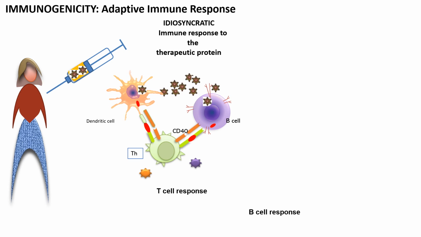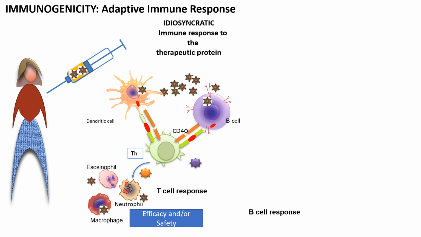Immunogenicity in a nutshell. So when a drug is perceived as dangerous by the antigen-presenting cells and there is Th stimulation, the Th can differentiate into a Th1 that will stimulate the macrophage, Th2 that targets the eosinophils, or Th17 that targets the neutrophils. And all of these are going to try to get rid of the drug because the drug has an epitope that has been identified as a danger signal. And this can have evident effect on efficacy and or safety.